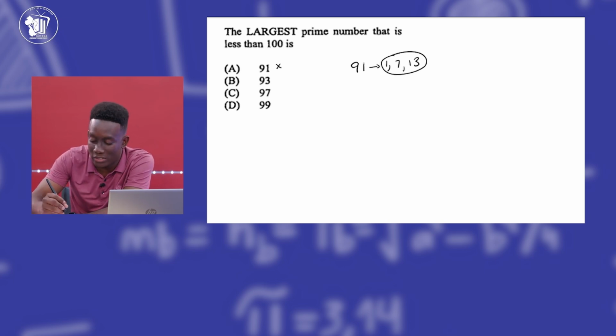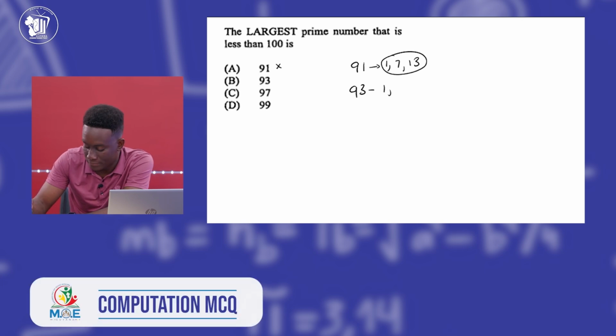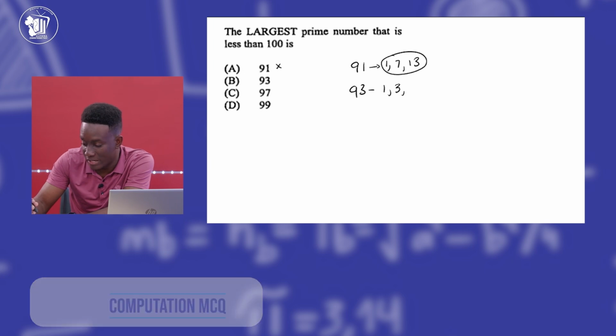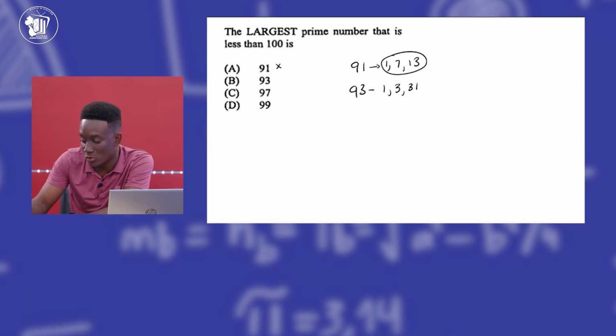So now let's look at the number 93. 93 has a factor 1, and 93 also has a factor 3. 93 divided by 3 would be 31, so 31 is a factor as well. So we see 93 is not a prime number because we have more than 2 factors for 93.